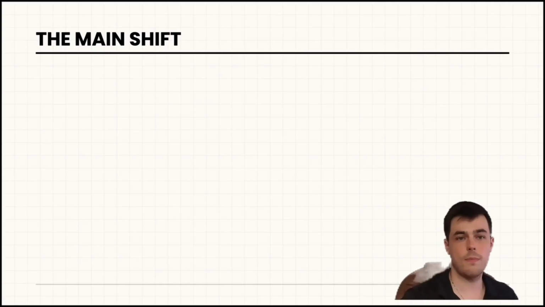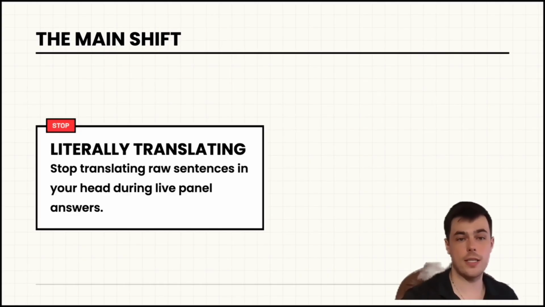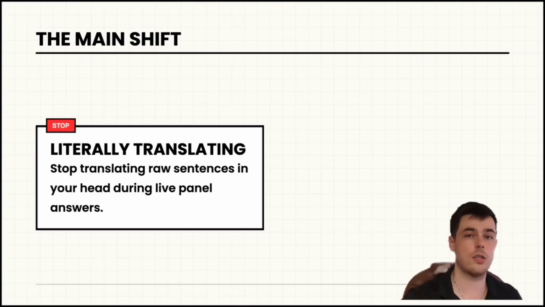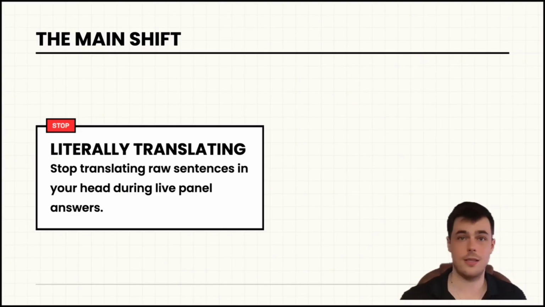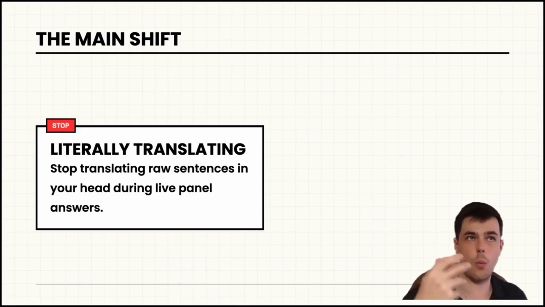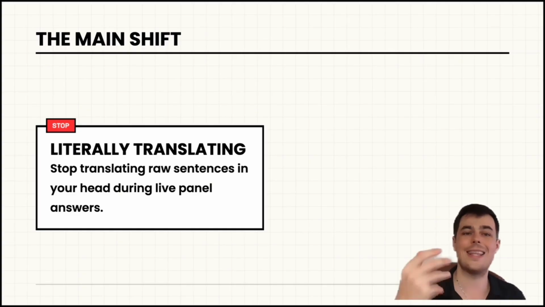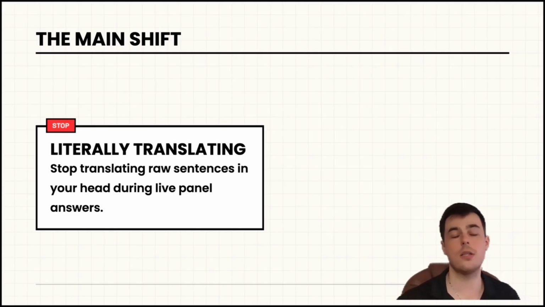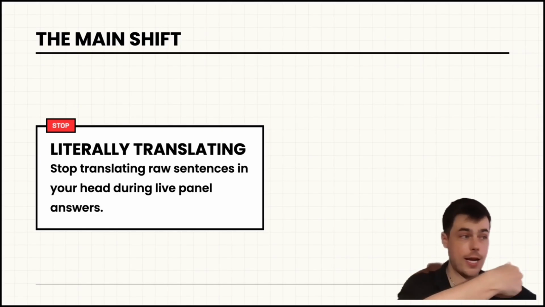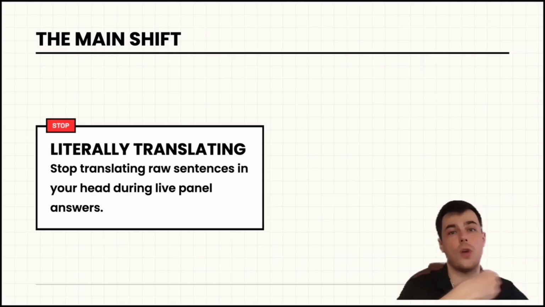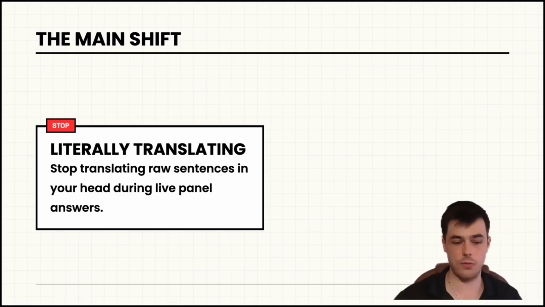The main shift. Literally translating, stop doing this. Stop translating raw sentences in your head between languages during live panel answers. What I would suggest, if you're struggling with one language more than another, in this case English, have some sentence starters prepared, because once you start speaking in that language, trust your brain that it will finish for you, that it will flow, because you're thinking in that part of your brain.